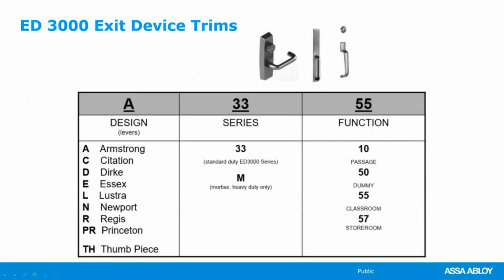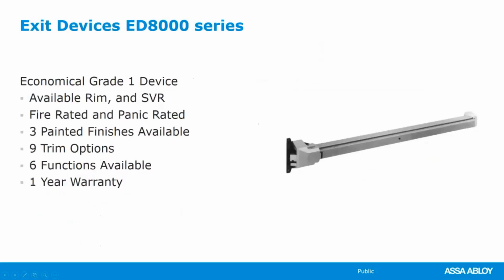This is our trim designation, our lever style or thumb piece. Then our series, the 33, is our trim for our 3000 series devices, and then the function. And our commodity type exit device is our ED 8000, available in rim and surface vertical rod, in fire and panic rated. We offer this in 3 painted finishes. It's going to be a powder coat type finish, a silver, a bronze, and a gold.